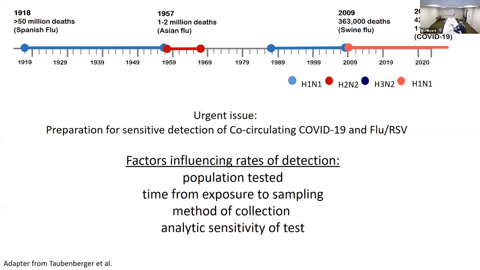And the timeline that I'm starting with illustrates another important point, and that is we've seen the problems of emergency use scenarios before and the less than perfect rigor, statistically and otherwise, for understanding our tests. And on the timeline, you can also see that we still have flu viruses that are circulating, and an urgent issue really is our preparation for sensitive detection of co-circulating COVID-19 and flu, RSV, et cetera. So it's not just COVID that we need to apply these tools to, but it's probably tests that can detect the co-circulating viruses.